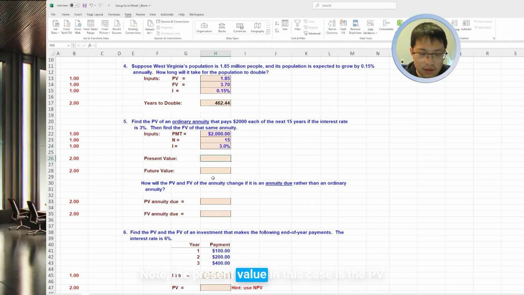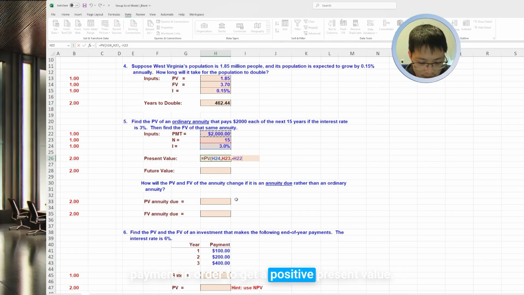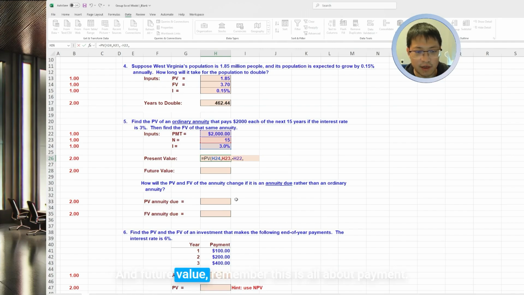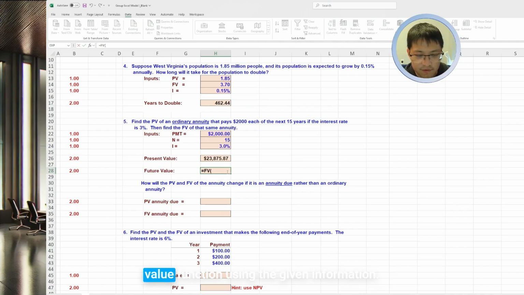Note the present value in this case is the PV function: rate, number of years, and payments. I'm going to put a negative sign on the payment, and a positive present value. Remember, this is all about payment, so there's nothing about present value or future value. You can either say the future value is 0 or leave it blank, and that will give us the present value. For future value, this will simply be a future value function using the given information.